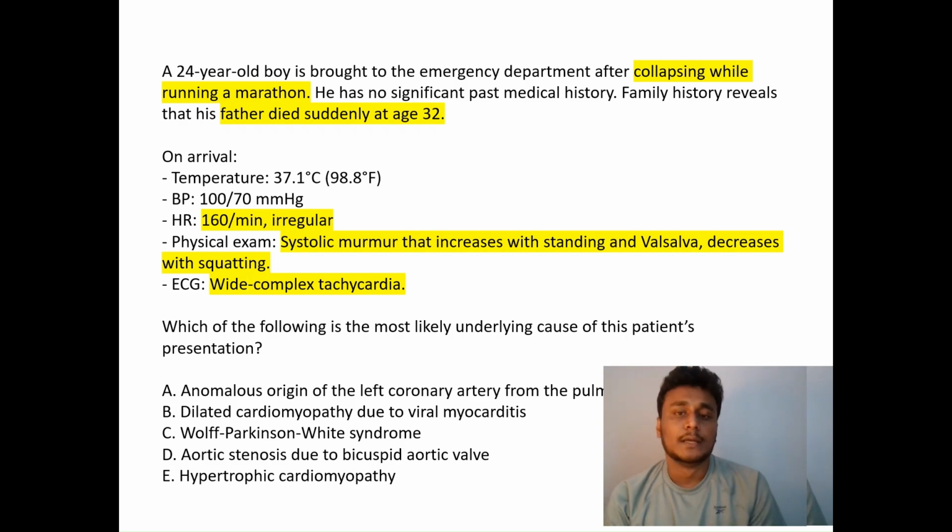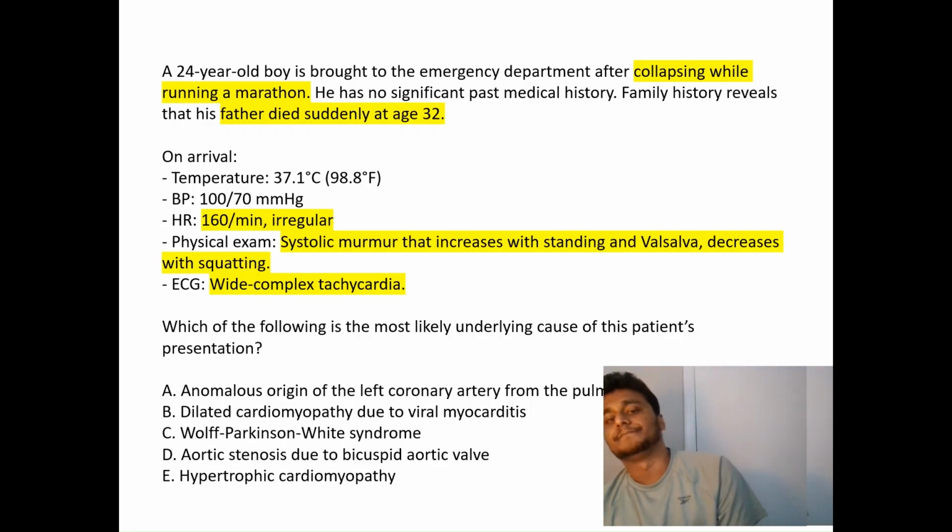So here in this vignette, it is important to note that the patient is 24 years old and it's a boy. Quite young for a patient to have certain heart issues, right? So there are only certain things that we can think of when a patient like this, a young boy, is presenting to the emergency room with a heart issue. And then the patient collapsed while running a marathon, right? So it was during a physical activity, during a sporting activity, that the patient experienced certain collapse. And then the patient's father died suddenly at age 32, right? Quite young for someone to die at the age of 32. That is also an important clue.